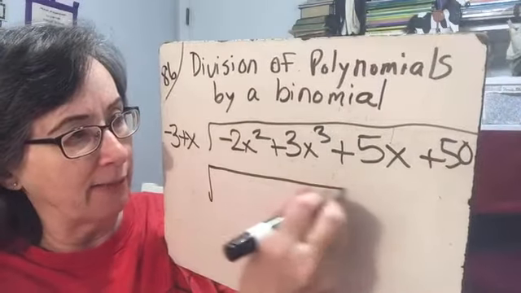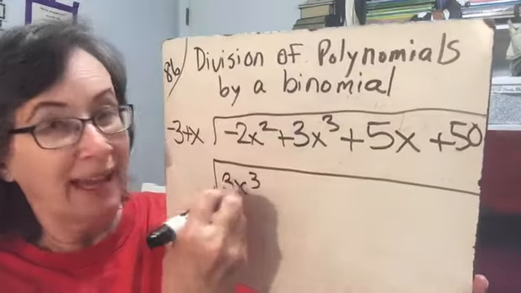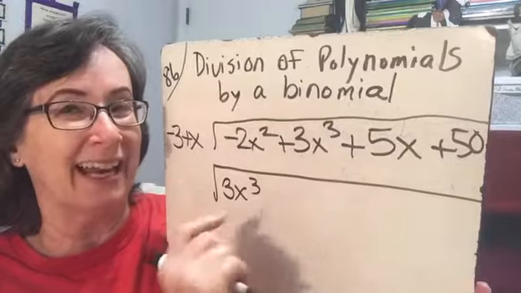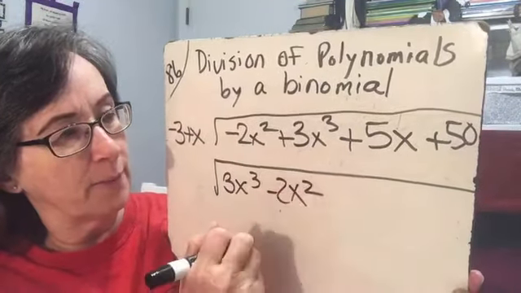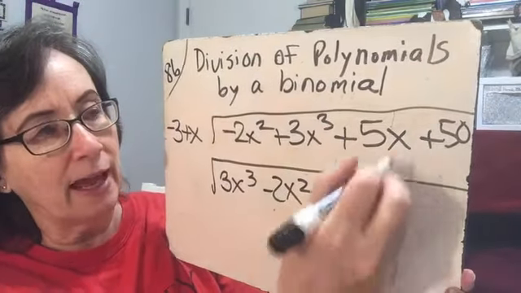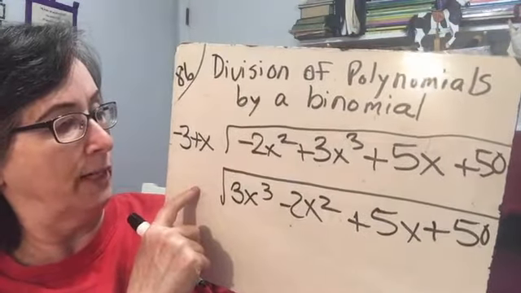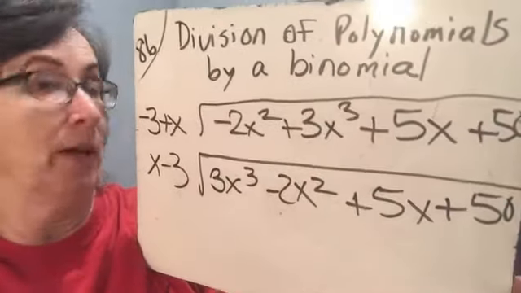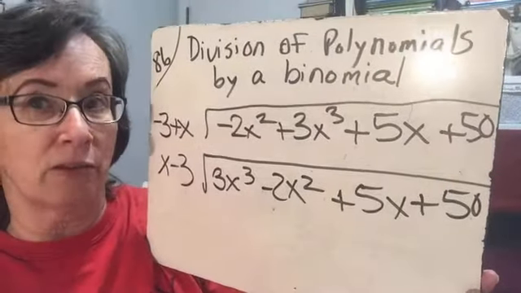We're going to say, okay, this is the same as 3x cubed should go first, and then I need an x squared term next. They should always go in order and not have any holes. So negative 2x squared. Then I have an x to the 1 term, 5x, and then I have a constant. The same thing goes for over here. I'm going to put my x first minus my 3. Now I'm ready to divide because all of my terms are in descending order with no holes.